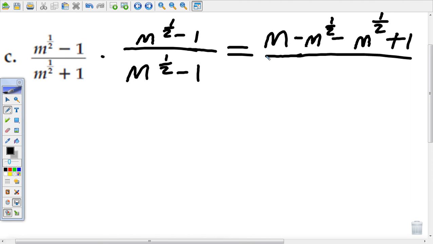And then same thing on the bottom, but now on the bottom, this is where the magic happens. M to the 1/2 times m to the 1/2 is m. M to the 1/2 times negative 1 is negative m to the 1/2. And then positive 1 times m to the 1/2 is positive m to the 1/2, minus 1. What happens to those middle terms? They are additive inverses of one another. Yes, you're correct.